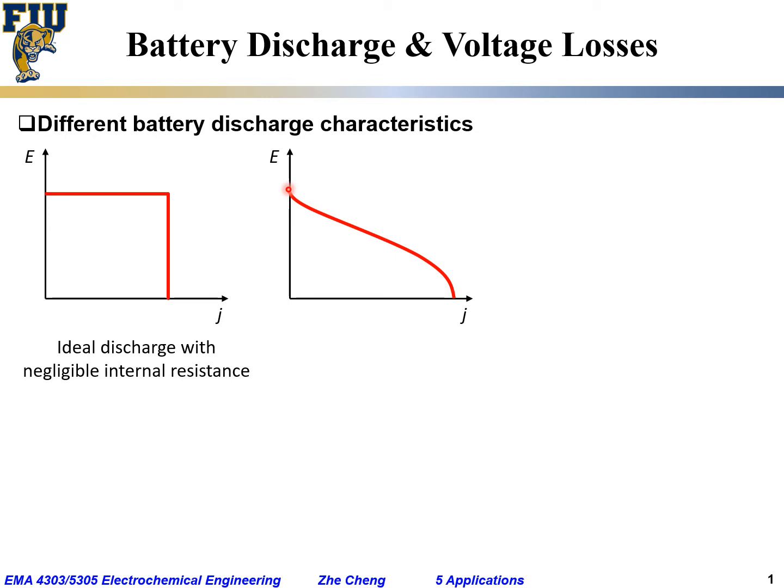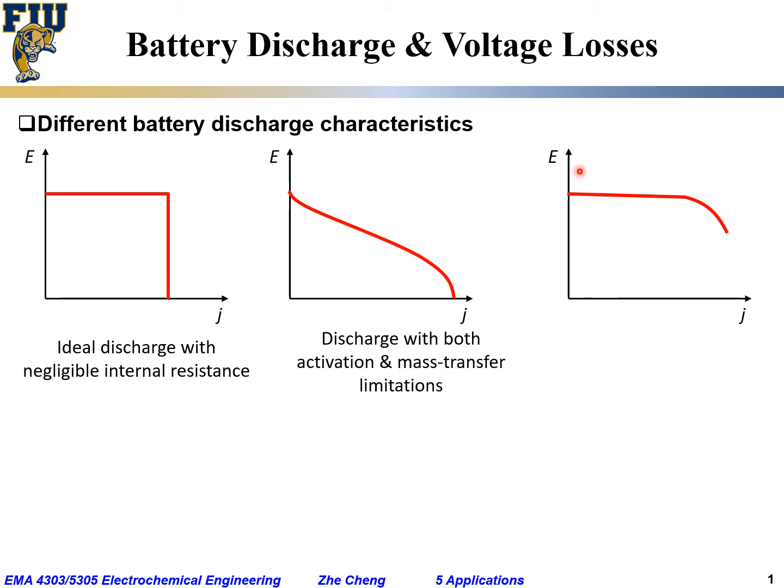And then as the current density increases, the cell voltage, the terminal voltage, starts to decrease, maybe initially quickly and then gradually in a linear fashion, and at the end decreases sharply again. Okay, and this would be the typical discharge curve with both activation and mass transfer limitation: activation at the beginning, mass transfer limitation at the end, and in between is linear, which represents ohmic loss.